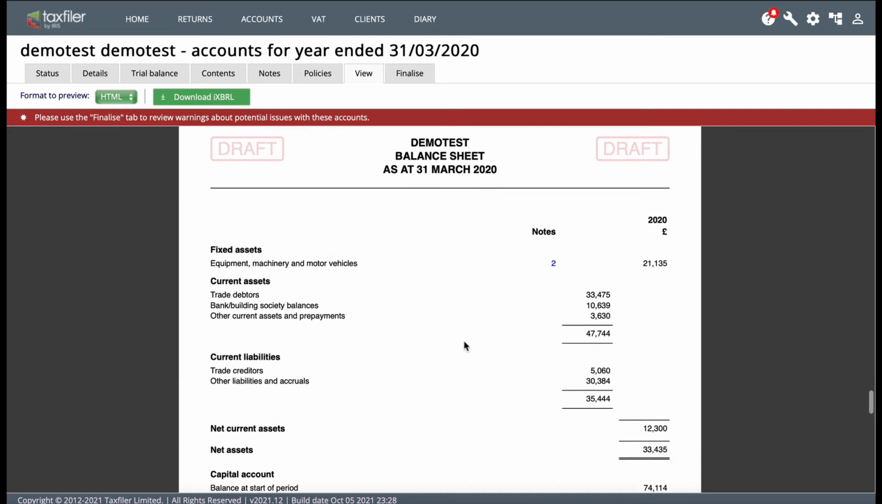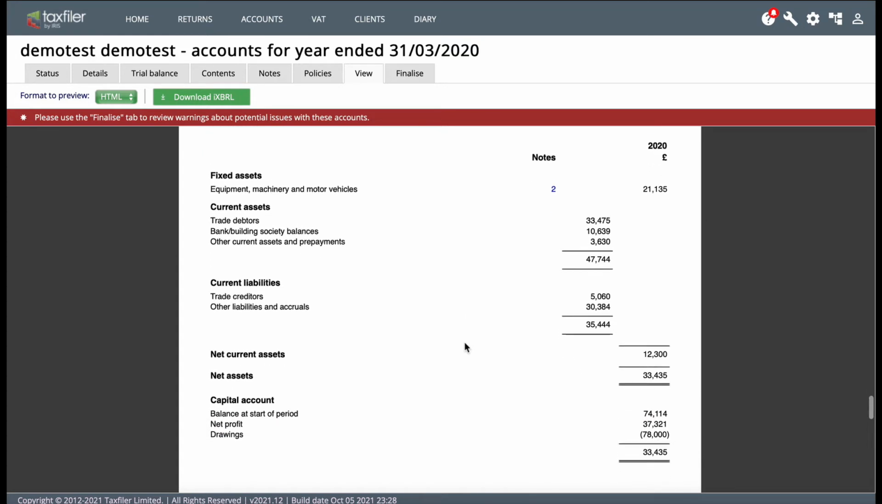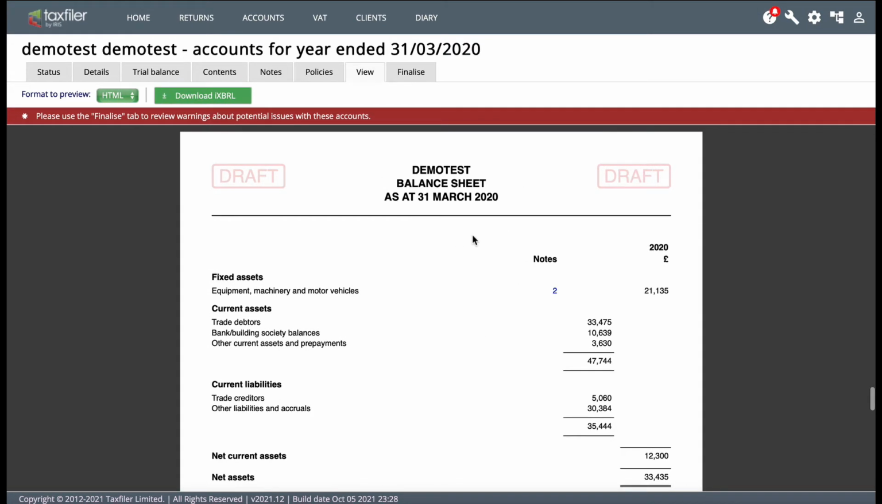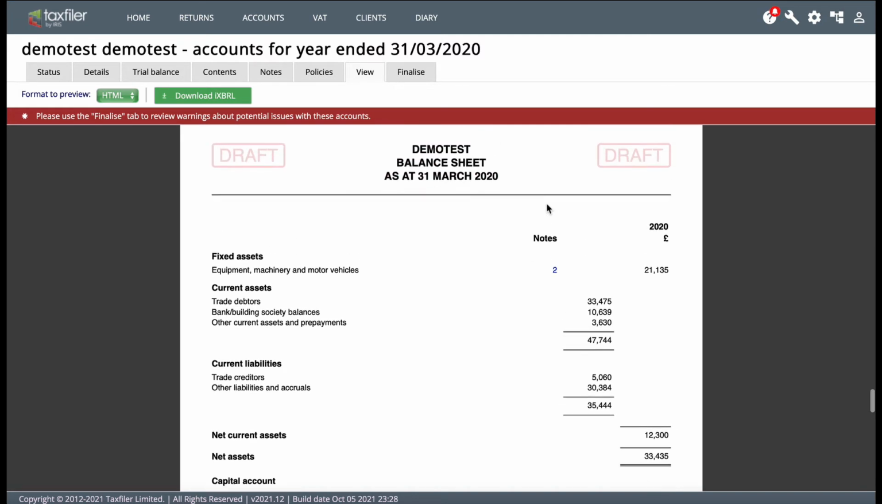And then we've got the balance sheet. Now the balance sheet, often clients glaze over when you show them the balance sheet, but basically what it is, it's a list of balances that are contained within the business as at a certain date. In this case, it's the end of year, it's the 31st of March 2020. It usually appears in the same sort of format. You'll get fixed assets first. That's, in this case, equipment, machinery and motor vehicles. That's the value of them in the business as at that date.